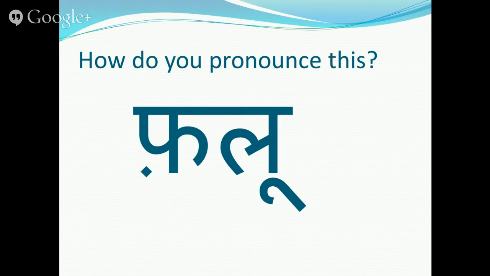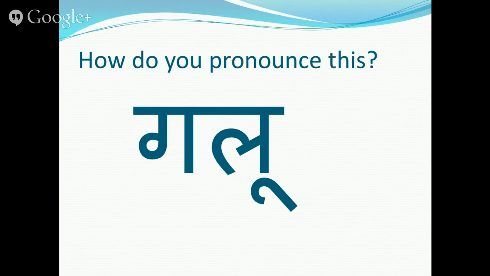And how would you pronounce this? This would be pronounced falu. But now we ching, get rid of the a, and suddenly we can say flu, flu. How do we pronounce this? This is galu. But now we get rid of Ugly Duckling and we can say glu, glue. Do we see what's going on here?